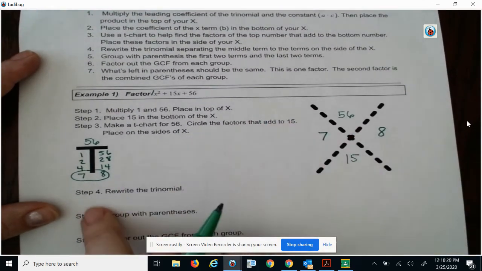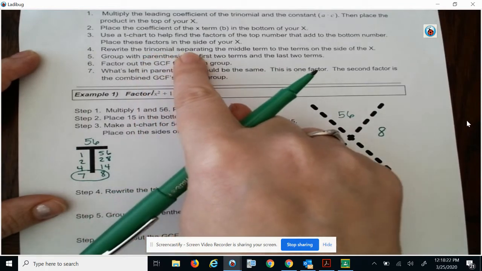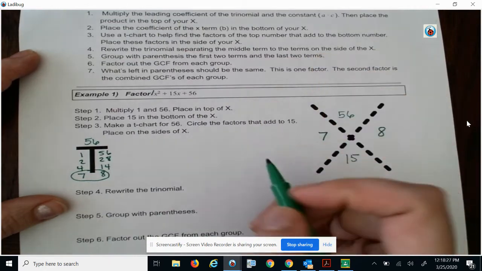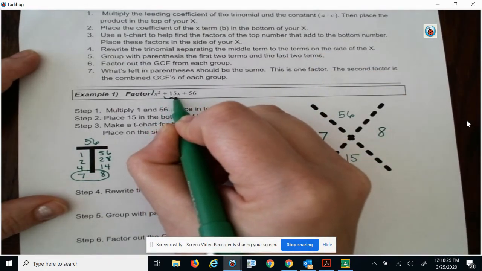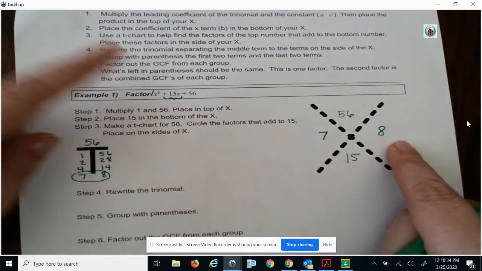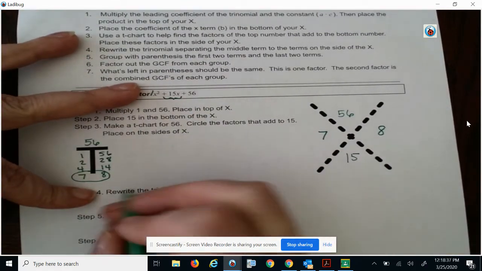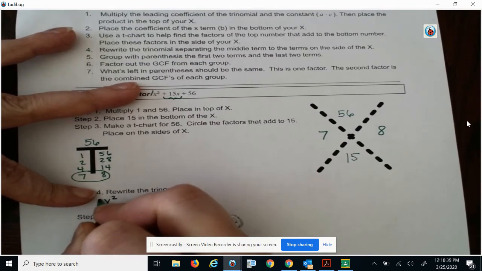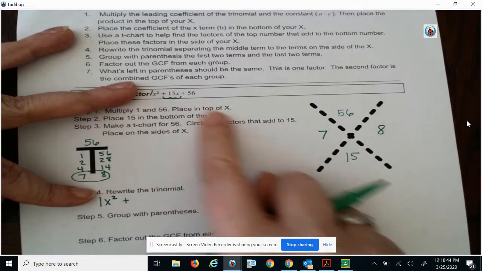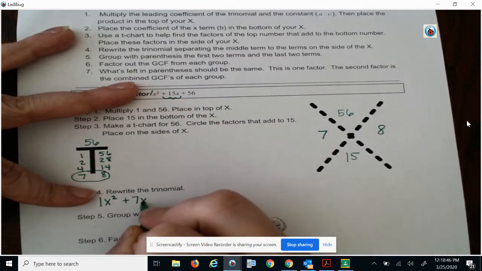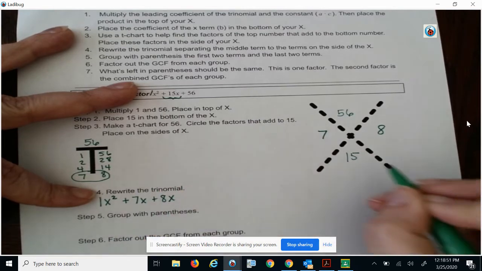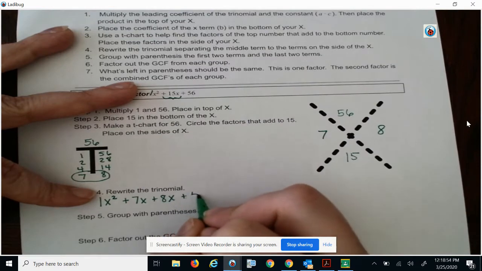Step 4 says rewrite the trinomial, separating the middle term into the terms on the side of the x. So we're going to rewrite this 15x by splitting it up into 7x plus 8x. So we're going to keep our first term, x squared. If you want to write the 1 in there, you can. Plus, now we're rewriting this as 7x plus 8x, because those are both positive, right? And then the plus 56 stays.